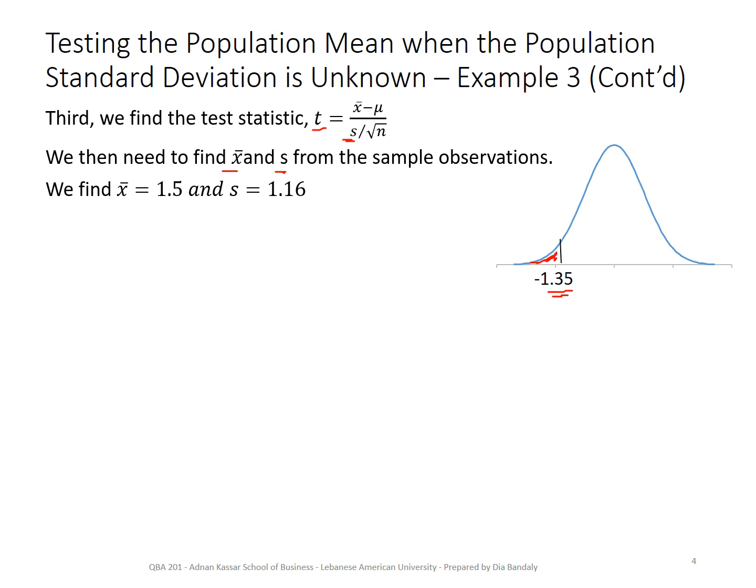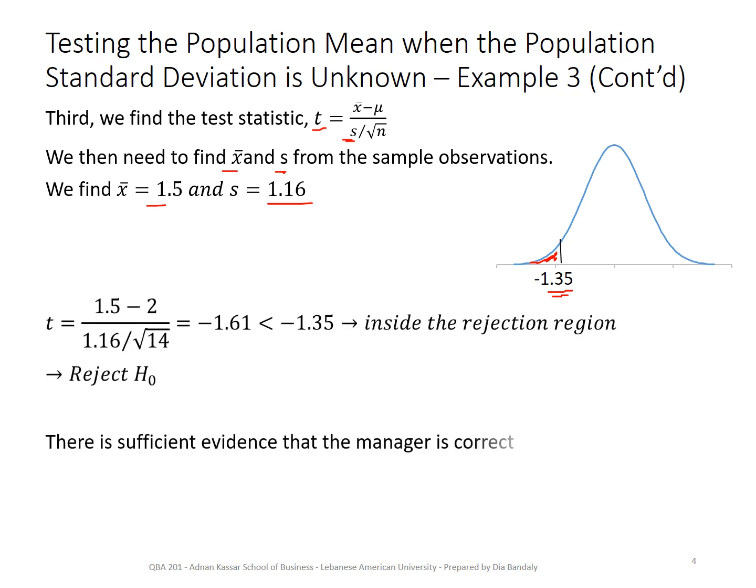All right, so we find X bar to be 1.5 times per year, how many times they change the tire, and S is 1.16. Now I'm ready to find my test statistic. I plug everything in place, and we get minus 1.61. Minus 1.61, you can see that it's somewhere here, right? It's less than minus 1.35. So inside the rejection region, as you can see it. By the way, it's something that I did not tell you before. Try to always, whenever you are doing a hypothesis test, draw the graph and see where is your rejection region. It will make it much easier for you to visualize your test.